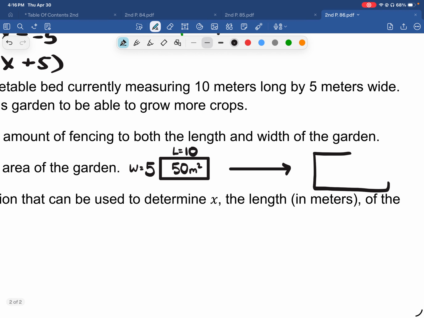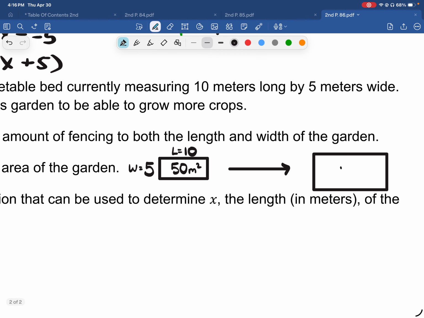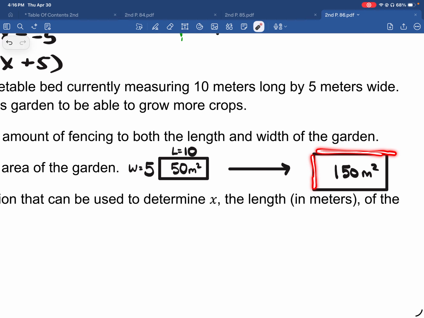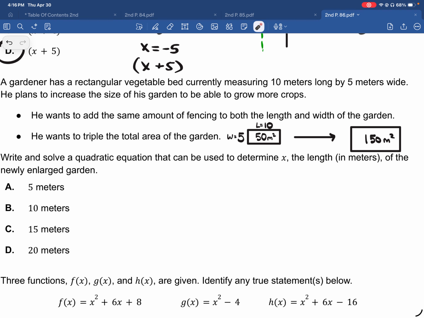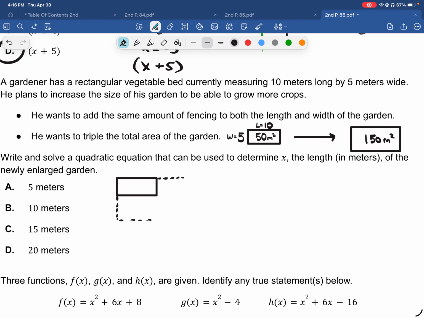So let me draw a larger rectangle. And the only thing I know about it is it's going to be 150 square meters. But I don't know what the length is and what the width is. But I do know that I'm going to tack on the same amount to the width as I am to the length to make it that 150. So let me draw this diagram down here. I'm going to take my original rectangle and I am going to tack on a little bit to get 150.